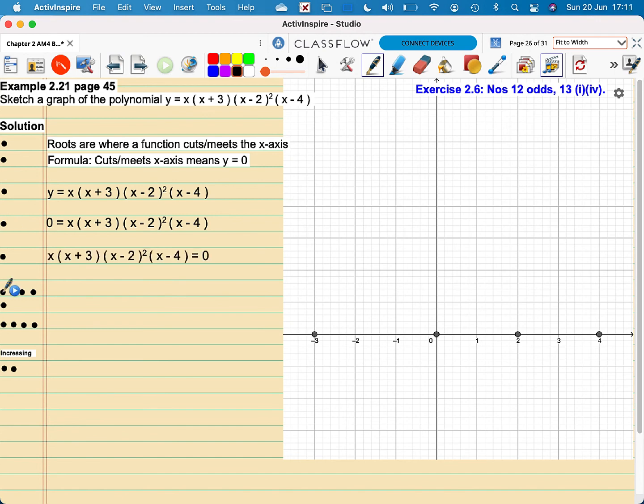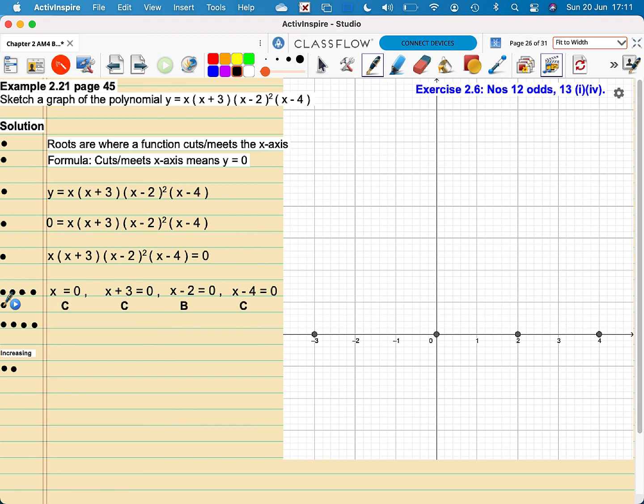What we're going to do now is put each of these factors equal to 0. The first factor is x, so we put that equal to 0. The second factor is x plus 3, we put that equal to 0. The third factor is x minus 2, we put that equal to 0. And the final factor is x minus 4, and we also put that equal to 0.